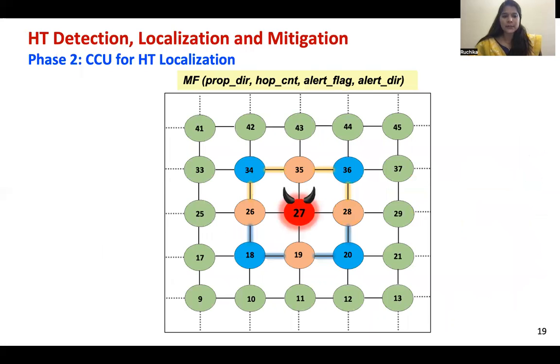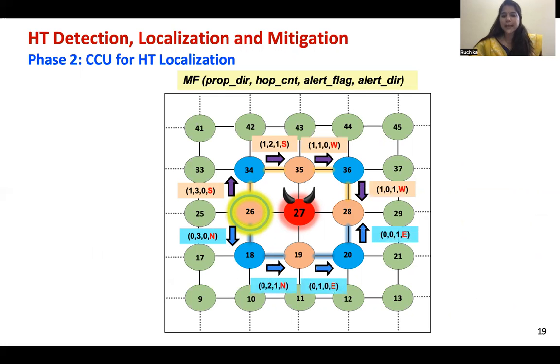Let me give you an example to understand this. Here we consider node 27 to be an HT node, and node 26 gets to know that 27 is performing some malicious activity, and it detects the HT by comparing the delay. It initiates the alert flag known as messenger flits, and it sends one in the clockwise direction and another in the anti-clockwise direction, such that all the routers around the HT node get to know that there is some malicious guy sitting in between.